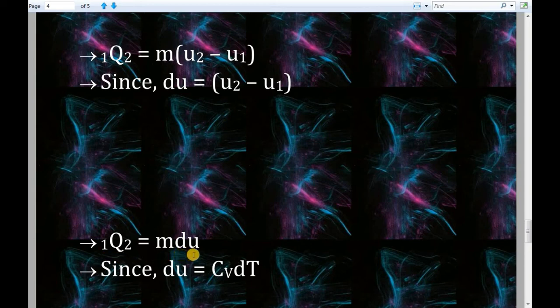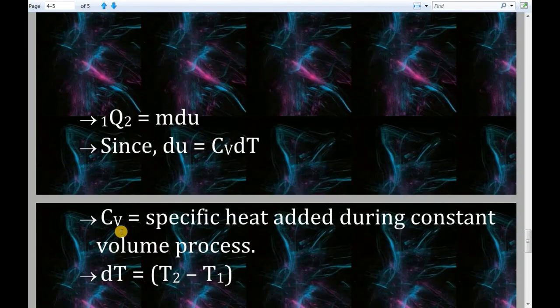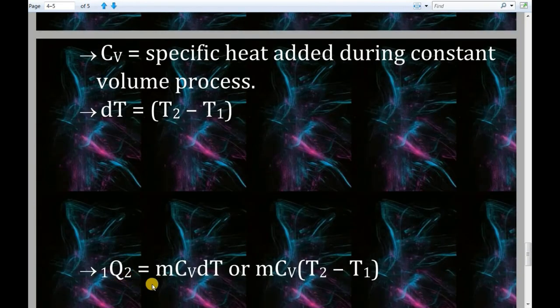We know that the formula for differential internal energy is du is equal to Cv dT, where Cv is the specific heat at constant volume and dT is the differential temperature, that is T2 minus T1. So we will substitute the du value in this formula. We get 1Q2 is equal to m Cv dT, or 1Q2 is equal to m Cv (T2 minus T1). So this is the formula for a perfect gas undergoing a constant volume process. I mean, the heat transfer for a perfect gas undergoing a constant volume process.